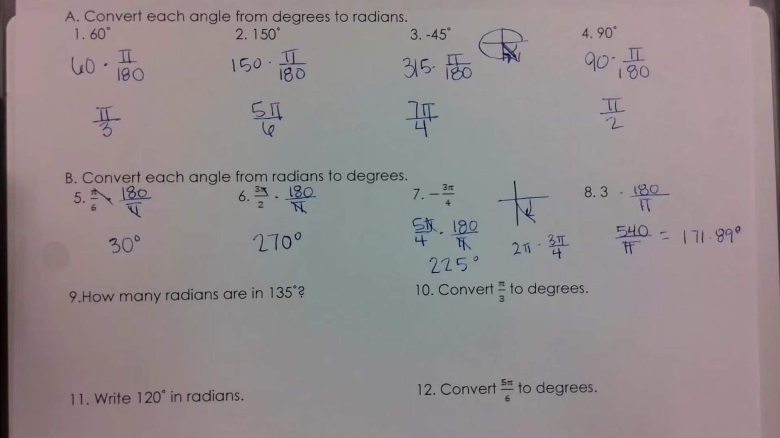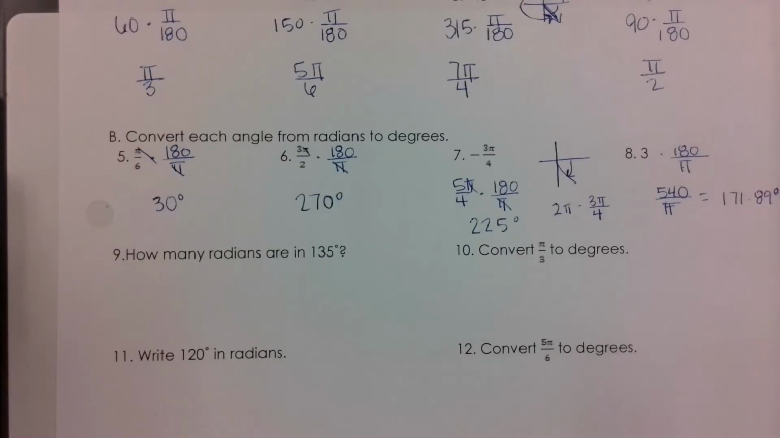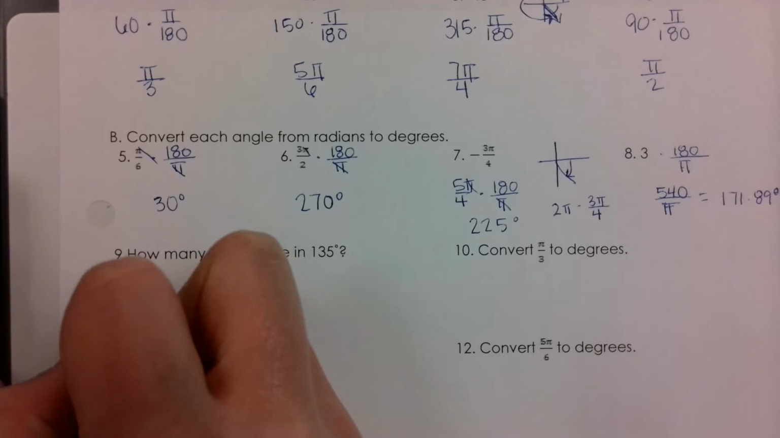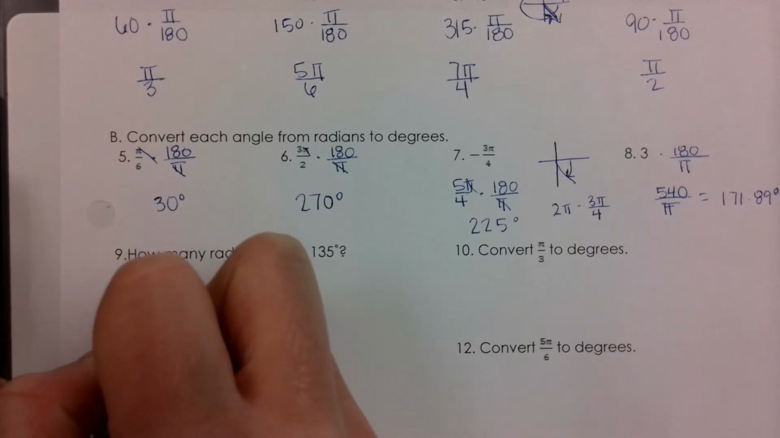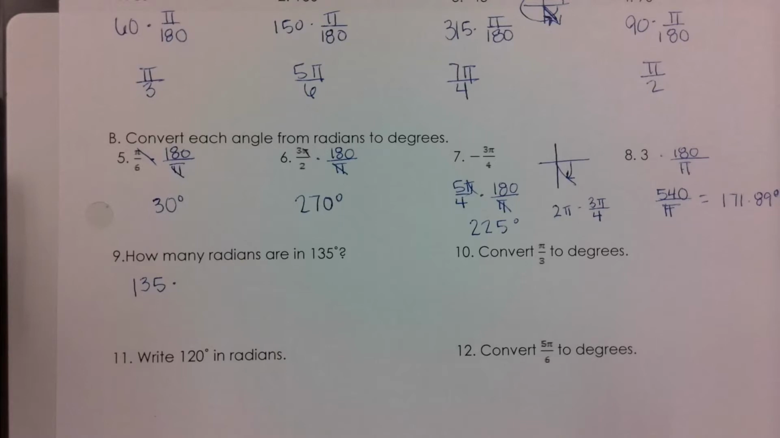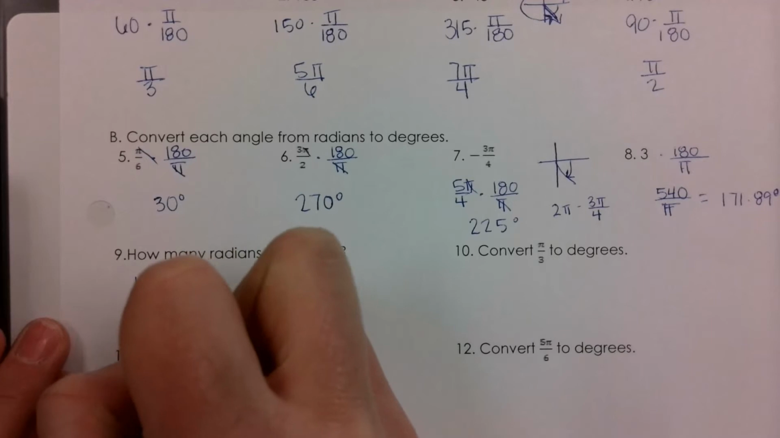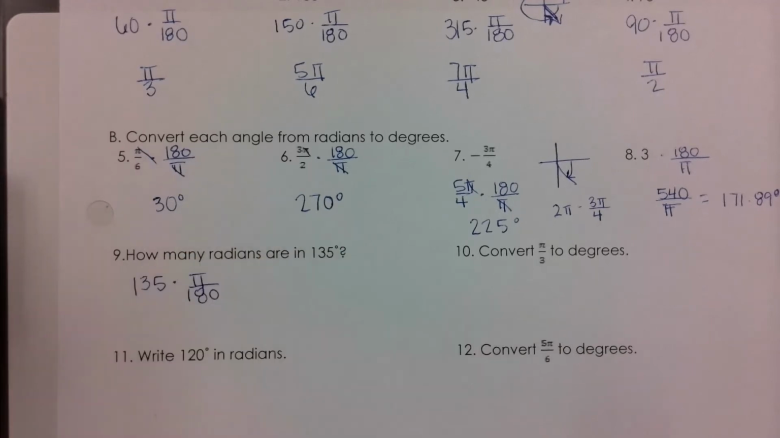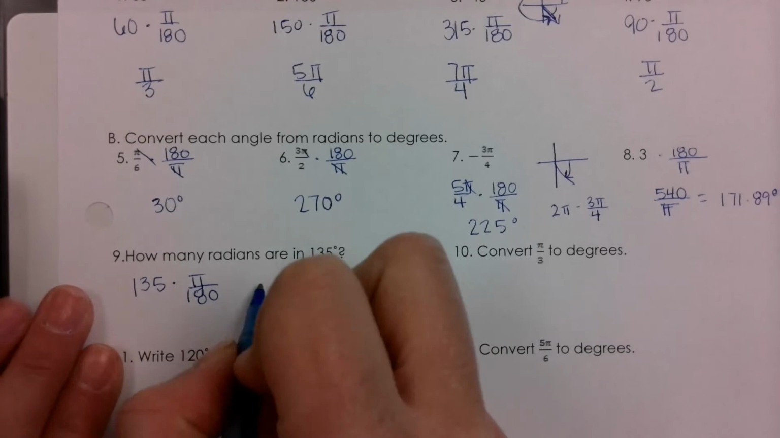Alrighty, so for the next one, we want to know how many radians are in 135 degrees. So what do you need to do to figure that out? We're either going to multiply by 180 over pi or pi over 180. You're going from degrees to radians, so it's pi over 180. So 135 times pi over 180. Does 135 over 180 reduce to anything? 3/4. So this would be 3 pi over 4.